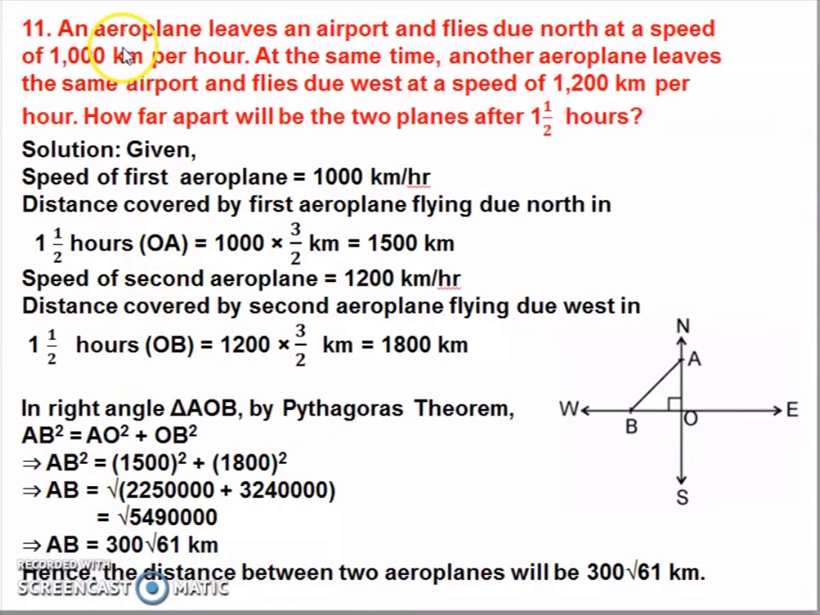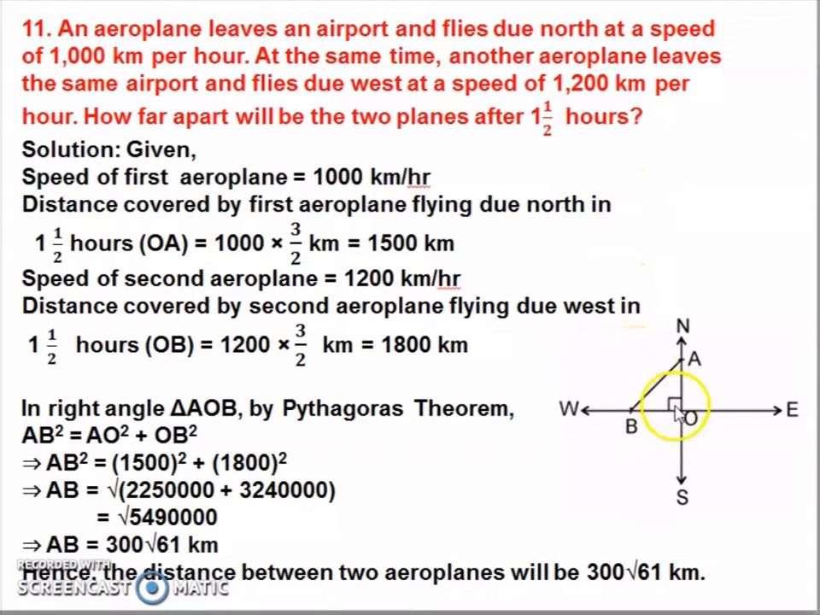Question number 11, another application based question. An airplane leaves an airport and flies due north at a speed of 1000 km per hour. At the same time, another airplane leaves the same airport and flies due west at a speed of 1200 km per hour. How far apart will the two planes be after 1.5 hours?